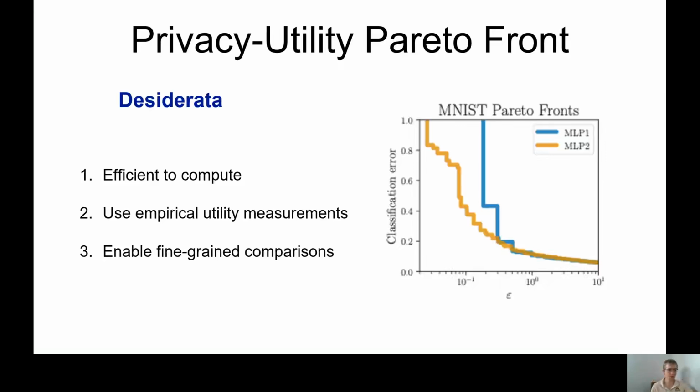So we also want to be able to use empirical measurements of utility, because in many cases, we most likely don't have the exact bounds on it. And finally, with these plots, we would like to be able to do fine-grained comparisons. So for example, when you have a choice of two architectures of a neural network that you would like to use on a given problem, you'd like to have such plots to understand which architecture gives you a better privacy utility trade-off.